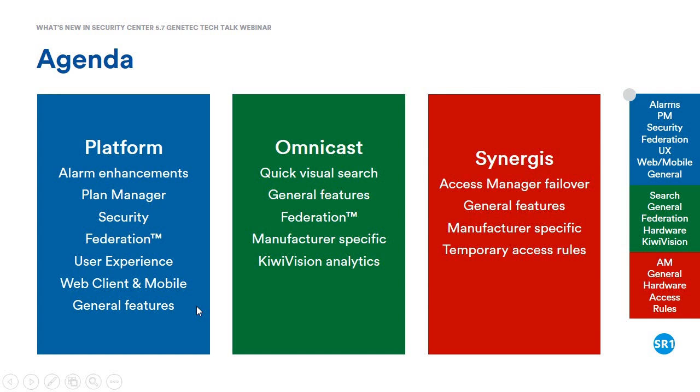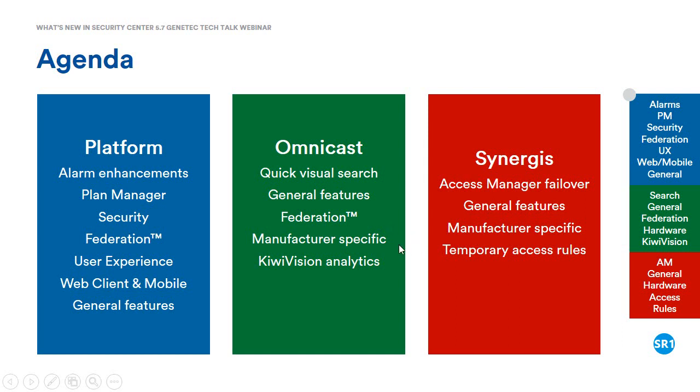After that, we've got a few Omnicast things to take a look at, starting with a really cool new feature, the Quick Visual Search, or the Quick Search. This is really nice if you're trying to find something in a video that should be there but isn't, or is there now and shouldn't be. As well, again, any general features that don't fit into any category but are overall nice features. A couple of federation things as well. There are some federation things that are more global and other ones that are really just for video, so that's why I broke those up into two separate sections.